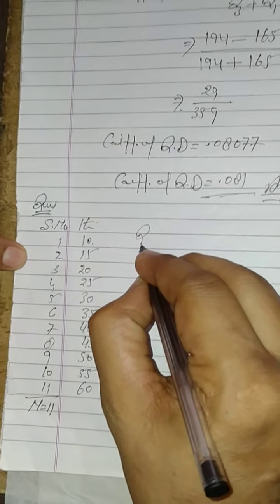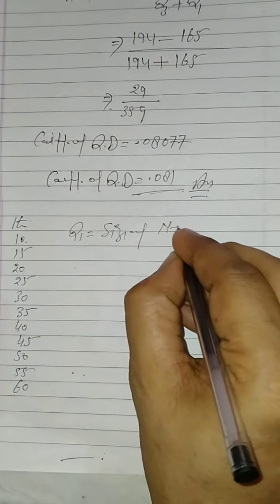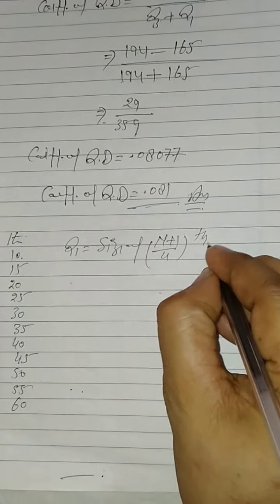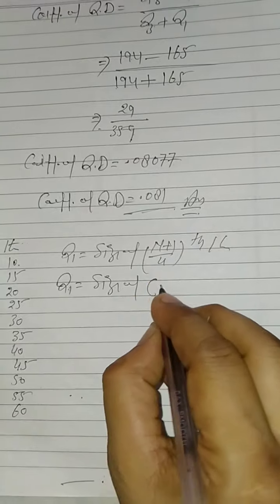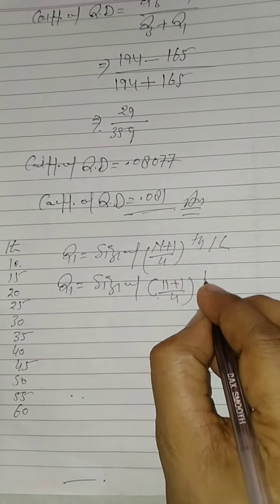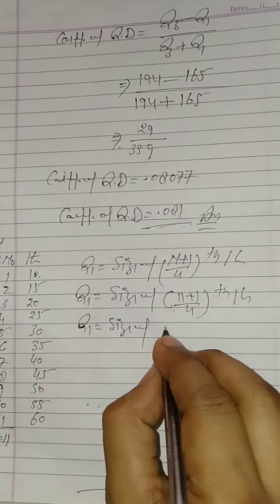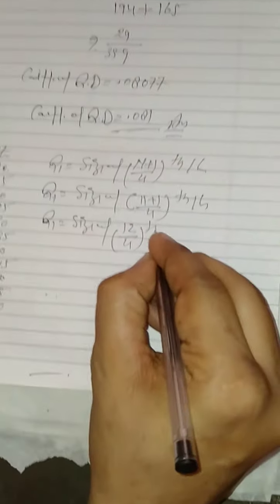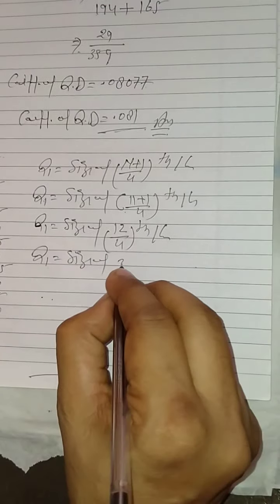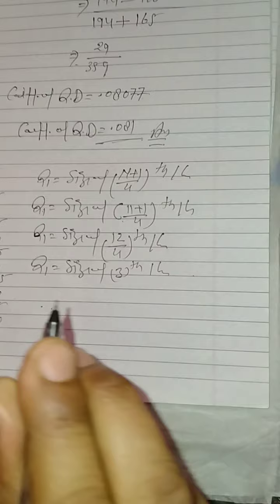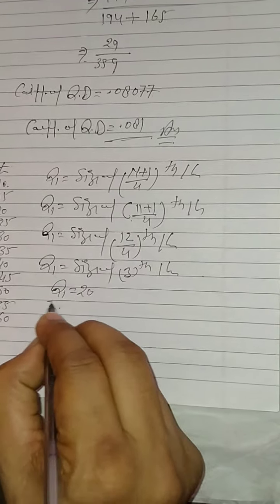After that you will apply the formula Q1 is equal to size of n plus 1 divided by 4th item. So Q1 is equal to size of n, that's 11 plus 1, divided by 4th item. So Q1 is equal to size of 12 by 4th item, so Q1 is equal to size of the third item. The third item, 1, 2, 3, is 20. So Q1 is equal to 20.